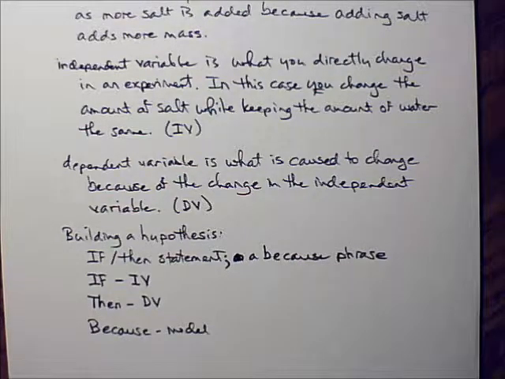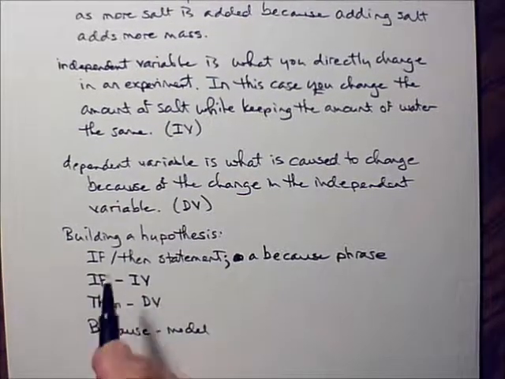Okay? So tell me, how do we say if about that independent variable? What do we say about if I do this? How do we use that? Yep. If I put more salt in the water, you're going too far. If I put more salt in the water. That's all there is. That's the if part. Okay? All right. Here's our if part.